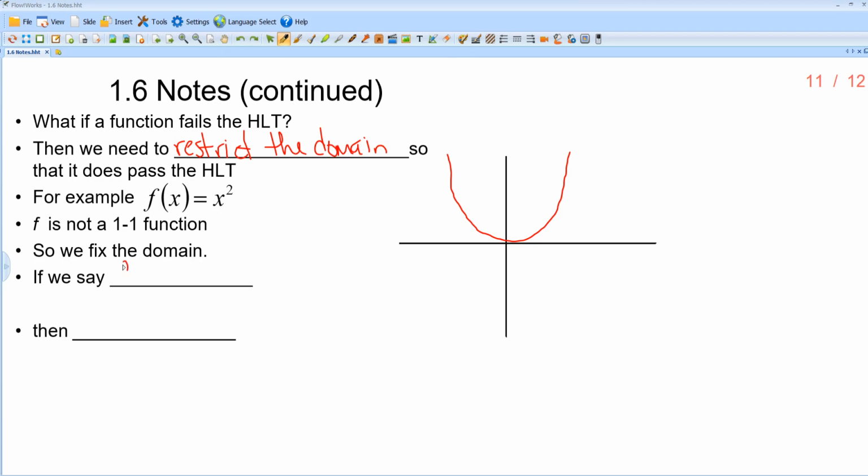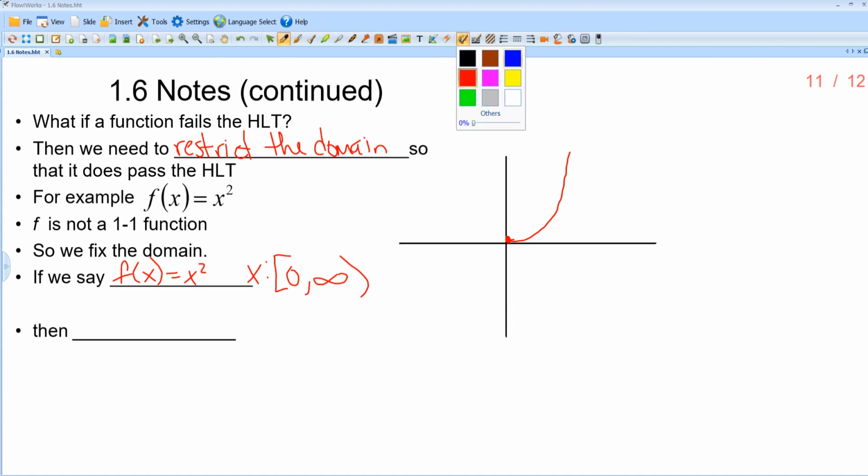If we change this function and say f of x is equal to x squared, but given that x is on the domain of 0 to infinity, what that means is this graph is starting at 0, and you only have the x values that are positive. So I can get rid of this piece of the parabola. And now if I were drawing that same horizontal line to do that horizontal line test, it would not fail the horizontal line test. And now I would have an inverse with the restricted domain.